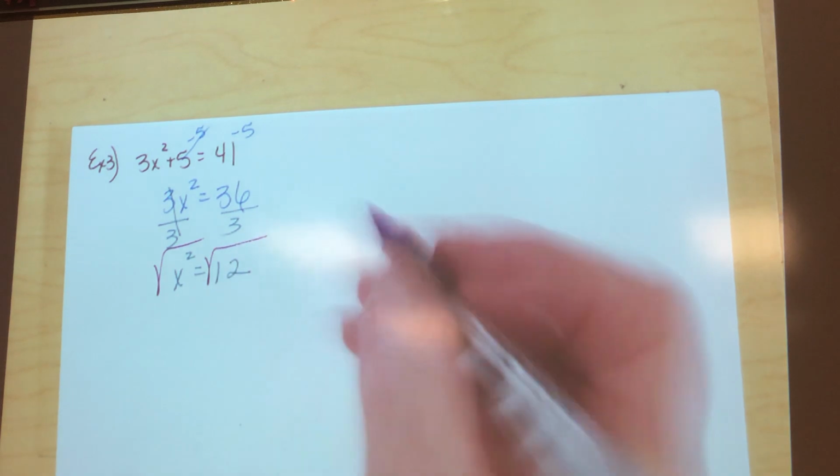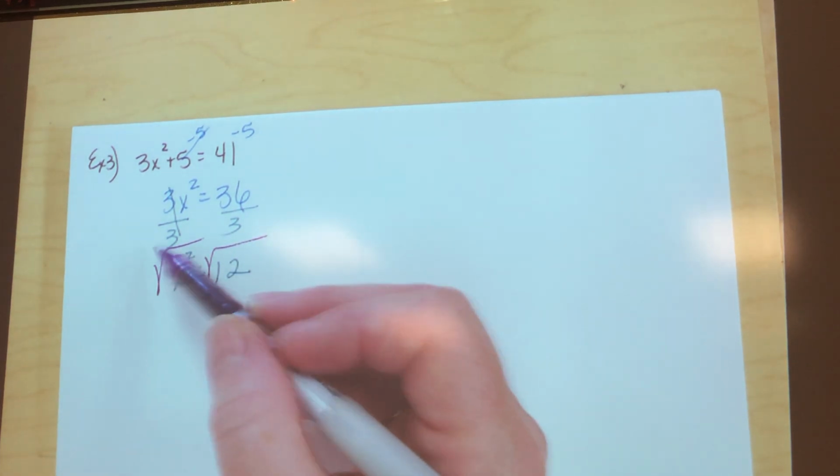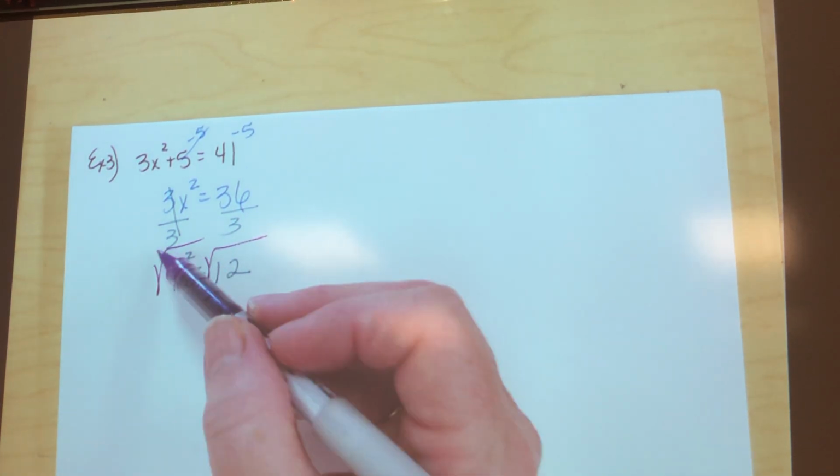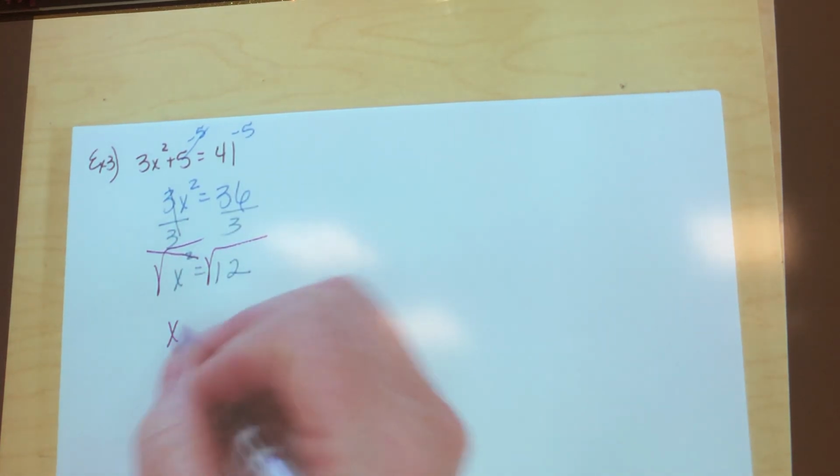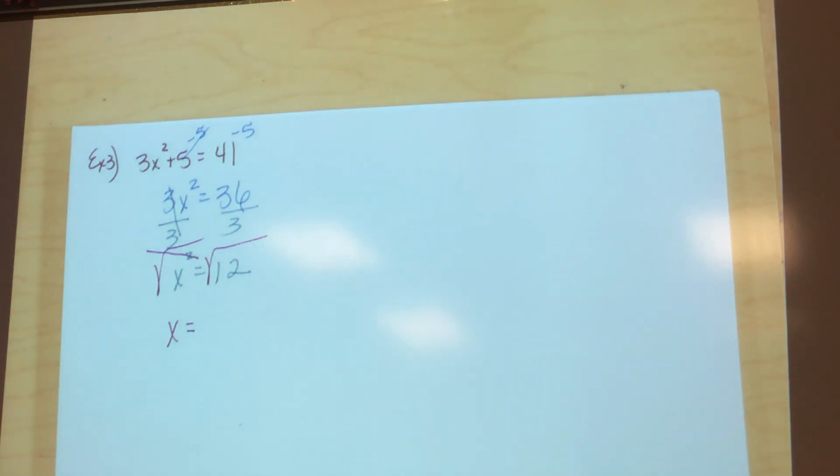Oh, let's see who remembers. A square and a power of 2, a root and a power of 2, they cancel each other out. So you're left with x is equal to, what should be the very first thing you write down here?